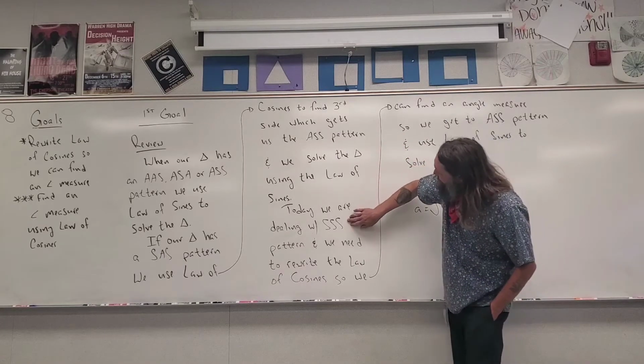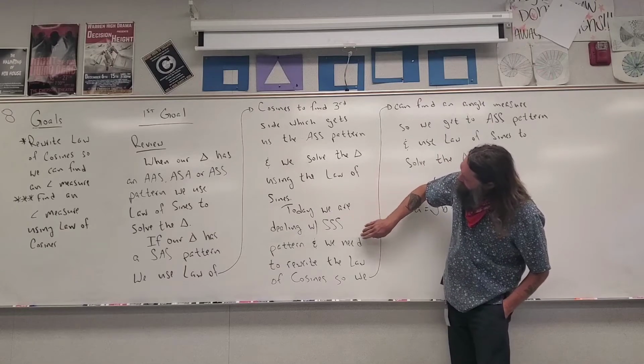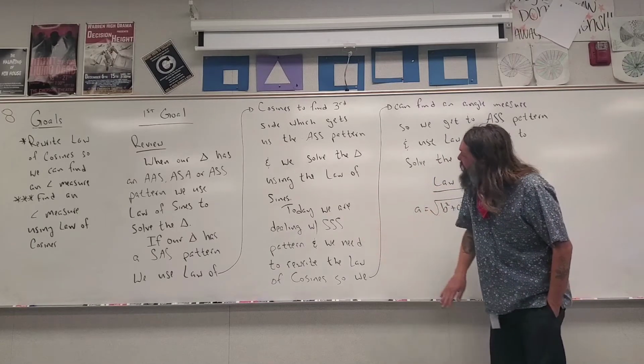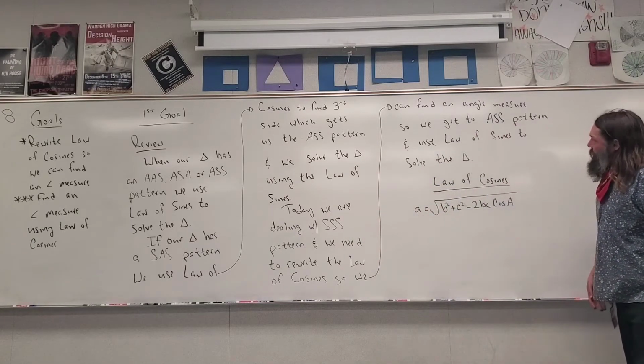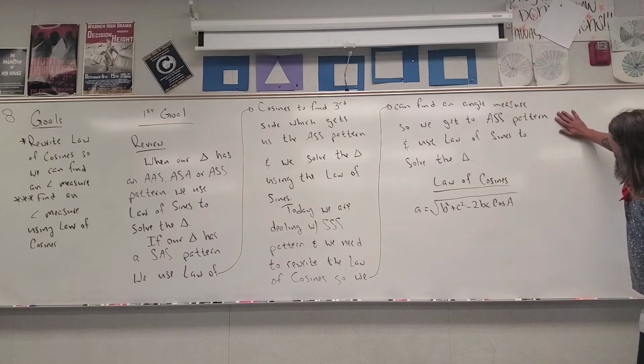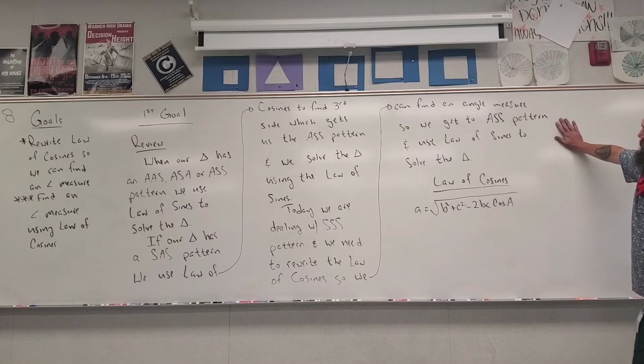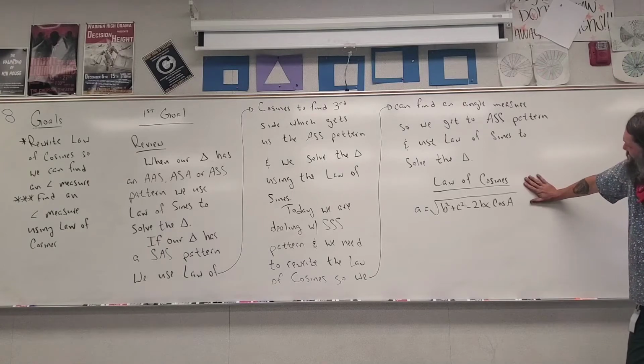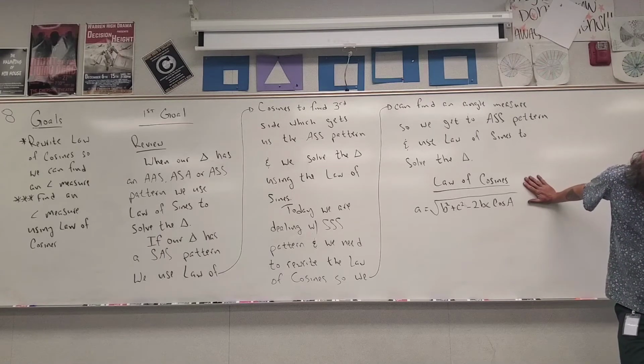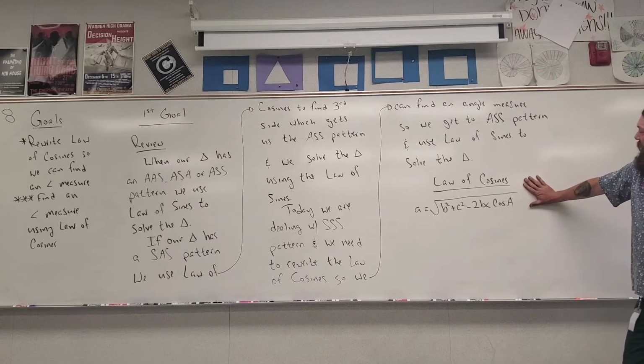Today we're dealing with the side-side-side pattern, and we need to rewrite the law of cosines so we can find an angle measure. So we get to the angle-side pattern and use the law of sines to solve the triangle. Well, this is our law of cosines. We have to rewrite this in such a way that we're going to be able to find an angle measure.